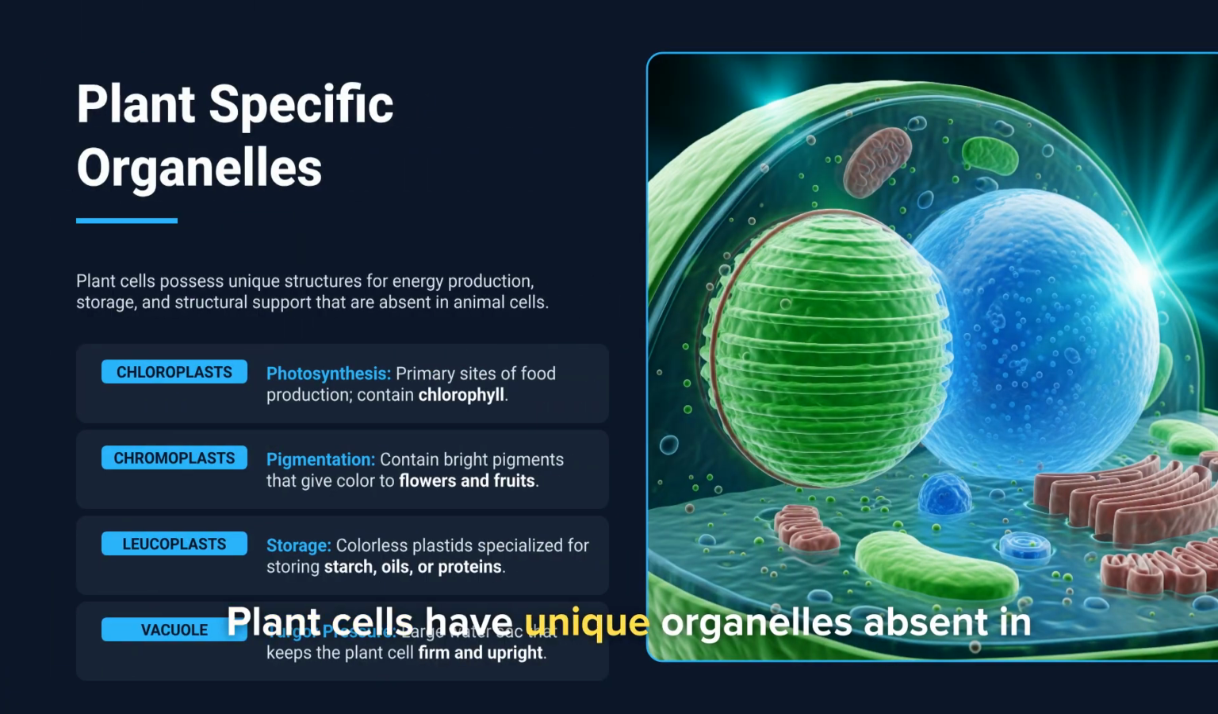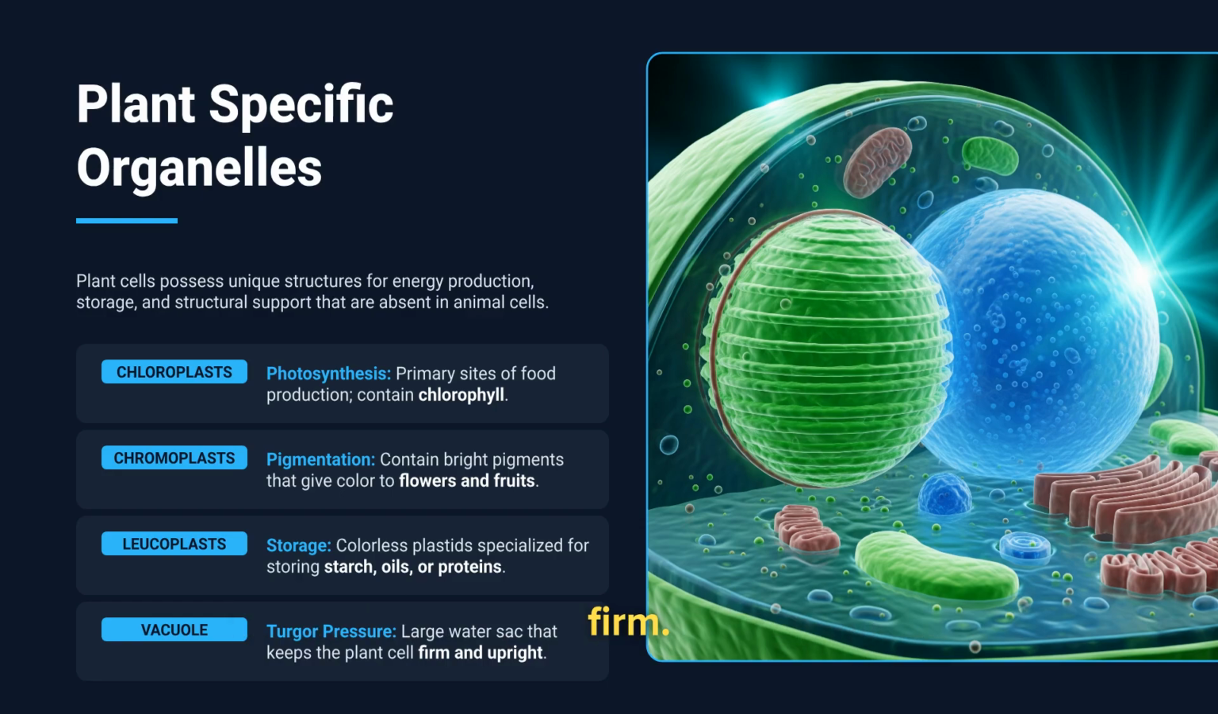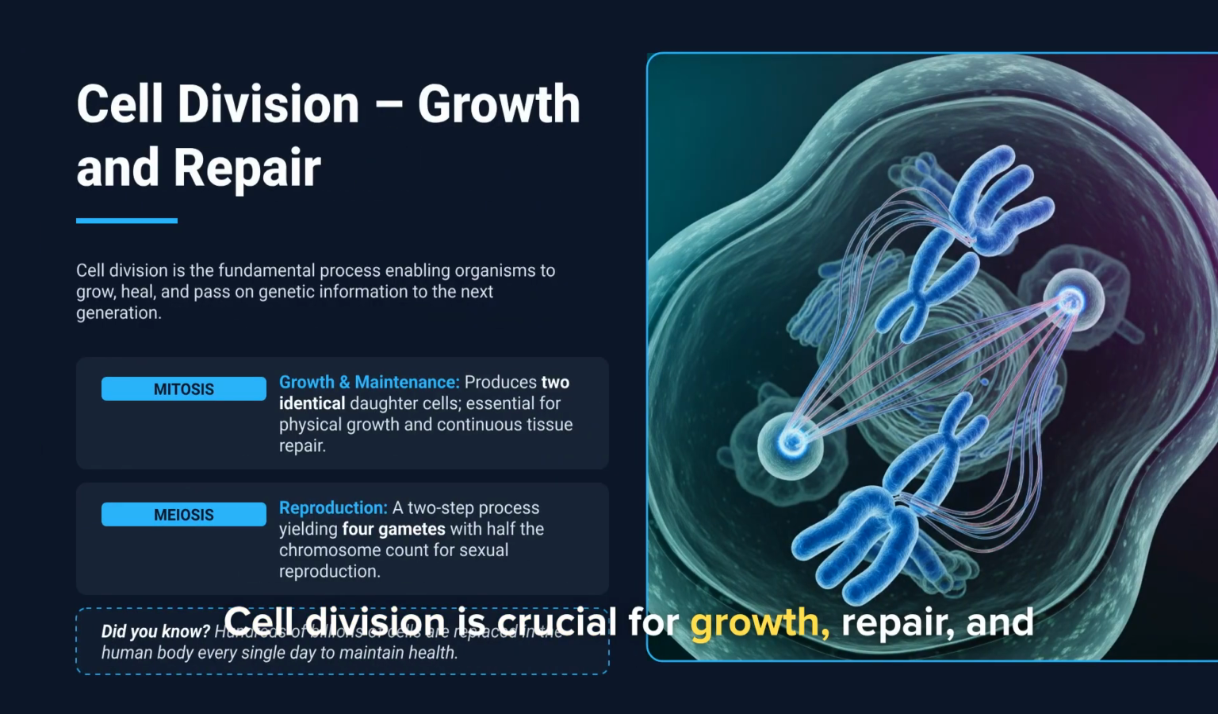Plant cells have unique organelles absent in animal cells. Chloroplasts perform photosynthesis using chlorophyll, while chromoplasts provide color to flowers and fruits. Leucoplasts store starches, and the vacuole maintains turgor pressure, keeping the cell firm. Cell division is crucial for growth, repair, and passing on genetic information. Mitosis produces two identical daughter cells for growth and tissue repair. Meiosis yields 4 gametes with half the chromosome count for sexual reproduction.